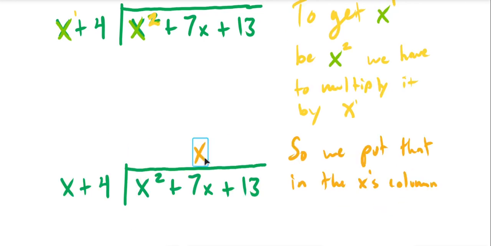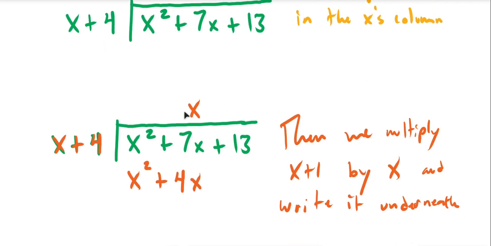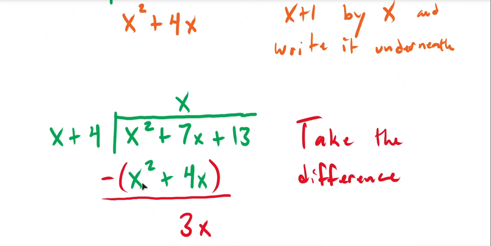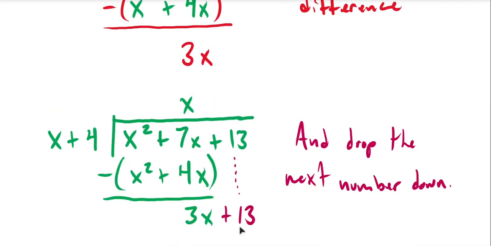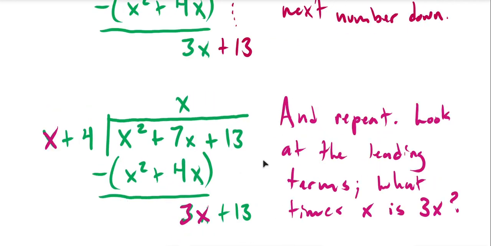So I put an x up top, and here's a pro tip: put it above the x's, in the x's column. Then we multiply the x by the term out front. x times x is x squared, and x times 4 is 4x. Now we're going to take a difference, subtracting as before. It'll always cancel your first term. And then 7x minus 4x gives me 3x. We drop down the next number, and we repeat.